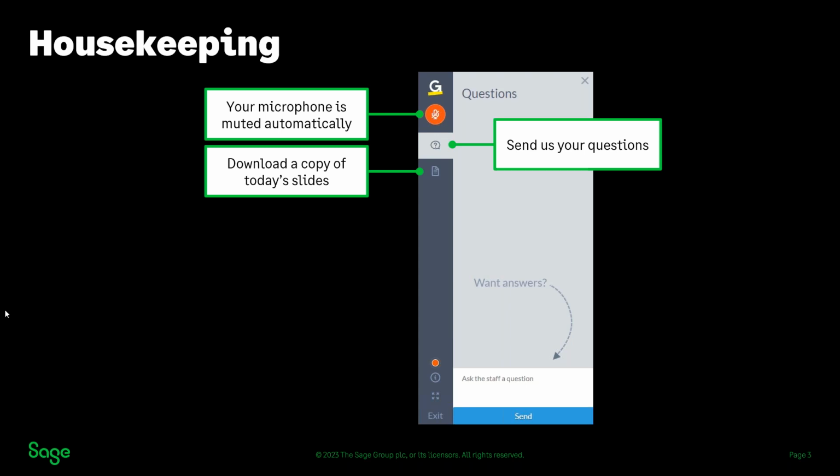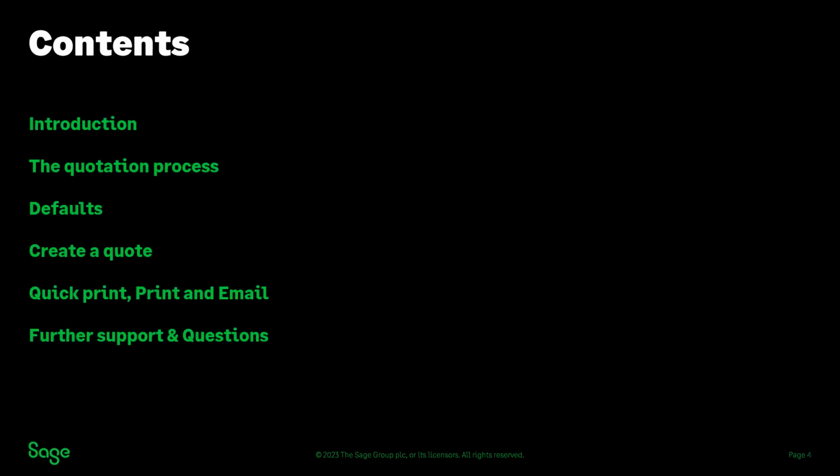Let's have a look at what I'm going to cover in this session today. A little bit of background to start with. I then want to quickly look at the quotation process, and this is where it does vary between different levels of the software, so I'll explain that. We'll run through the scenarios as well. I want to touch on defaults, give you an idea of some of the options that you've got available to you. We'll then run through the basics of creating a quote and following that through.